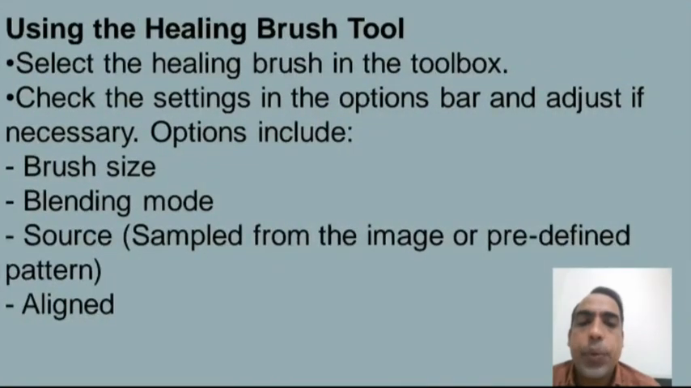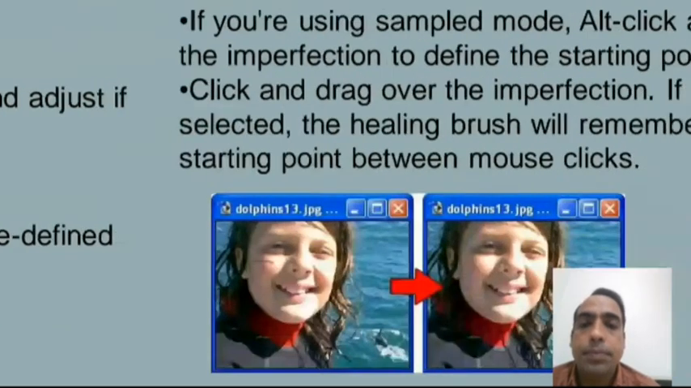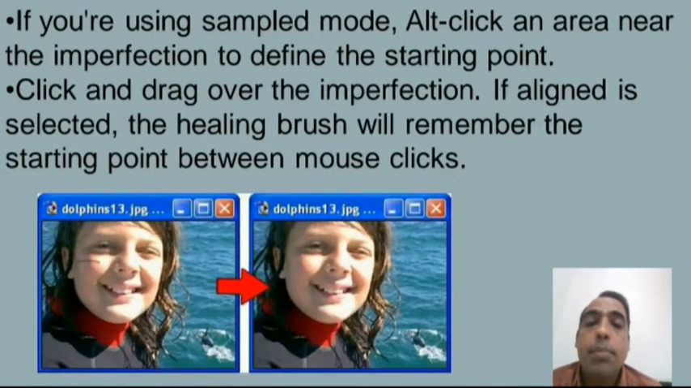Now I will explain you how you can use healing brush tool. Select the healing brush tool in the toolbox, check the settings in the option bar and adjust if necessary. Following options are available in options bar: brush size, blending mode, source and aligned. If you are using sampled mode, Alt-click an area near the imperfection to define the starting point. Click and drag over the imperfection. If align is selected, the healing brush tool will remember the starting point between mouse clicks.